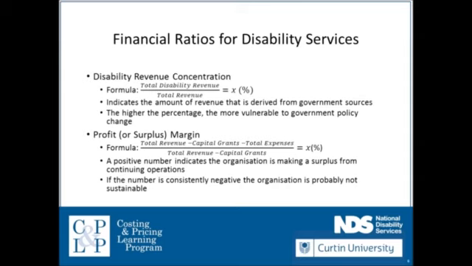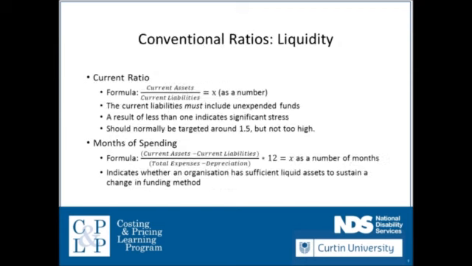Those two ratios give you both a risk ratio in terms of revenue concentration, and a profit margin ratio looking at your performance as an organisation. How about from a balance sheet perspective?